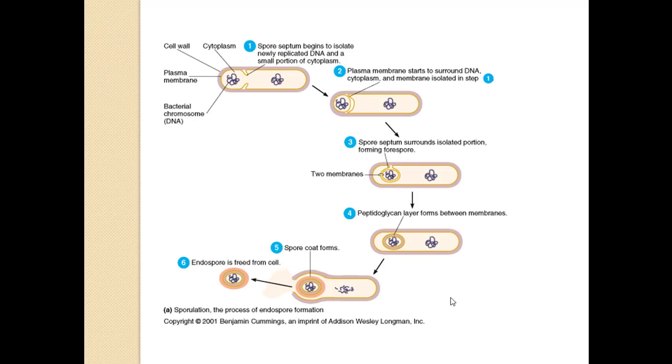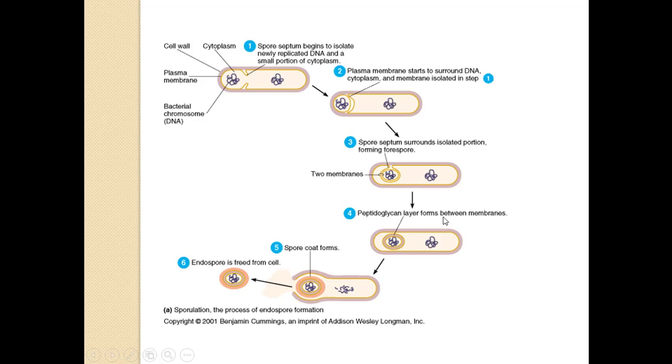And this is sort of a breakdown of how that endospore is formed. So we have a bacteria where the spore septum begins to isolate the newly replicated DNA. So this newly replicated DNA is starting to separate from the main part of the cell. The plasma membrane starts to surround the DNA and isolates that DNA by itself. The spore septum surrounds the isolated portion, forming a forespore. So you have two membranes now around this DNA that's about to get out of Dodge.